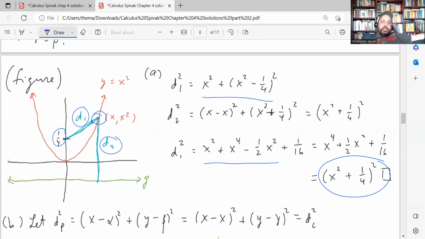And if you take the distance between these two points using the distance formula, you get this expression here, which is the same as this one. So the distances are the same, right? And that's all they wanted us to show in this one.